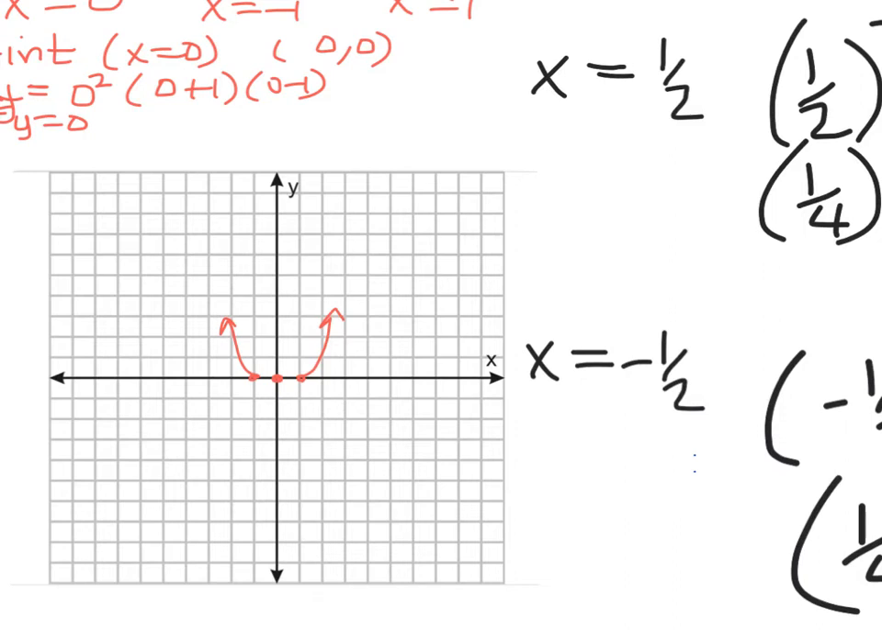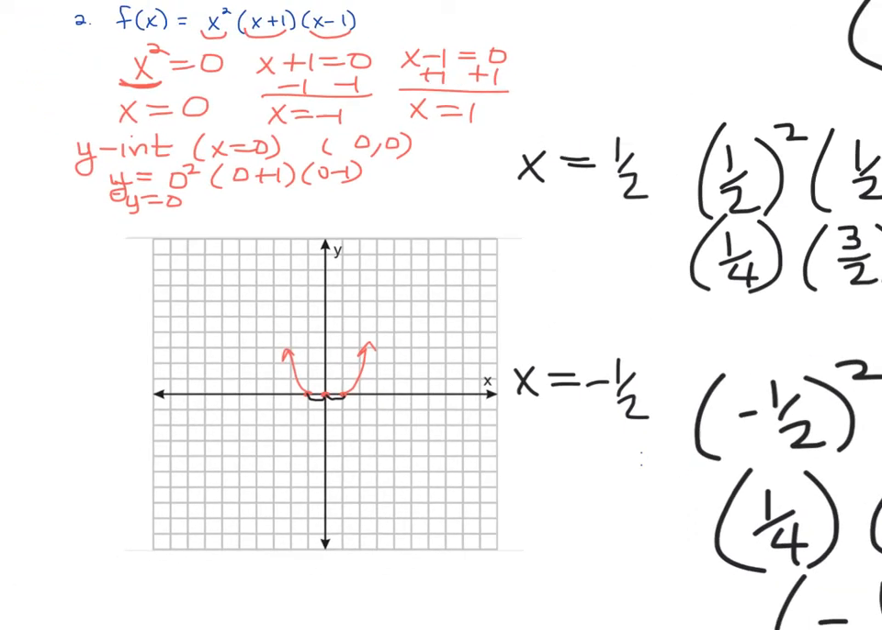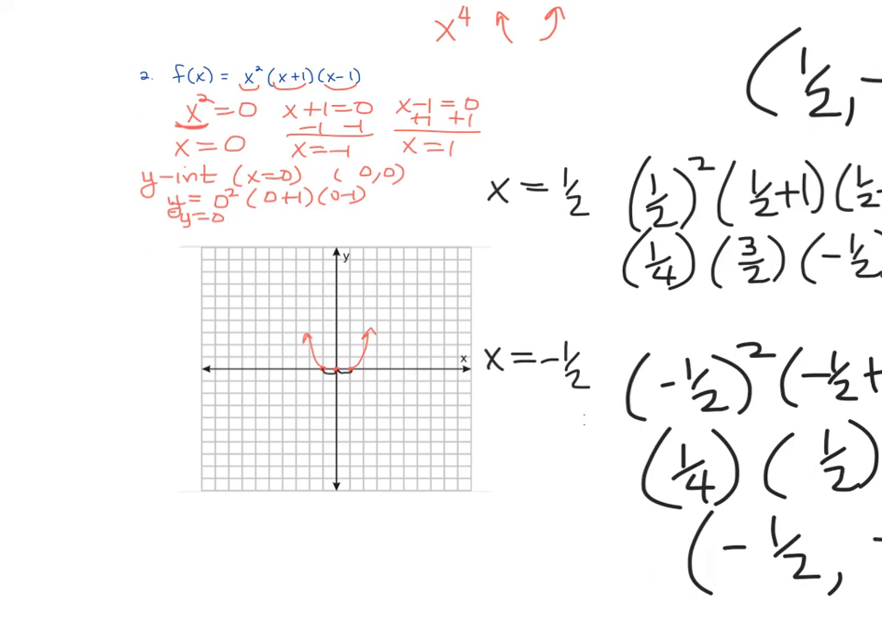Erase the blue there, and then you can see that it's just scooping down just slightly. So this would be the graph of this polynomial function.